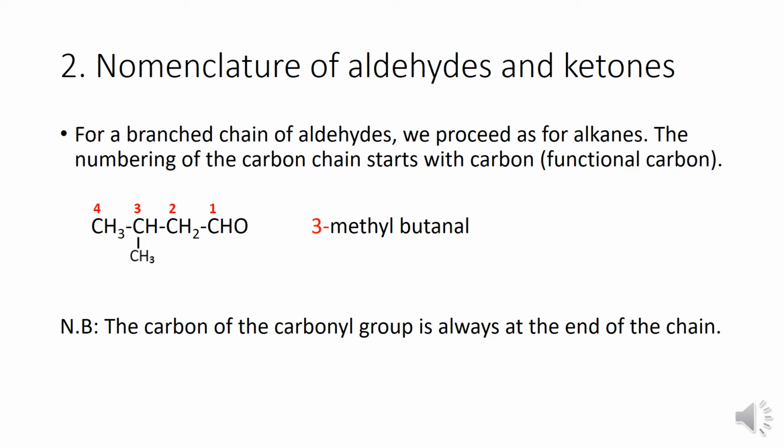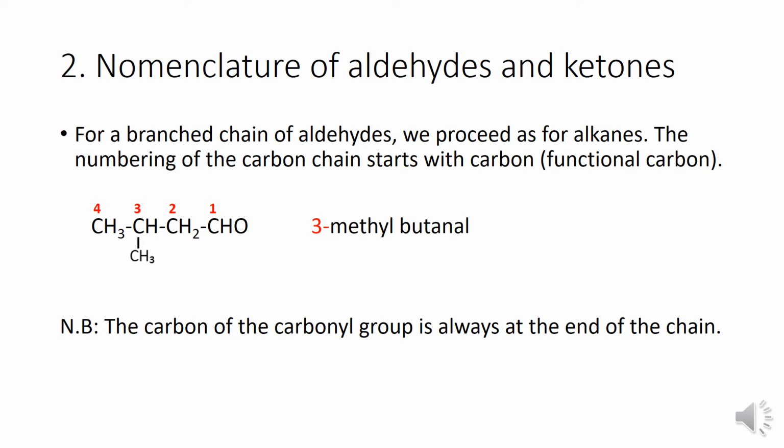Now, how do you number the main chain? We start numbering from the carbon that has the carbonyl group, or we name it the functional carbon. So it is 1, the second is 2, the third is 3, and the fourth one is 4. On the third carbon there is the methyl.